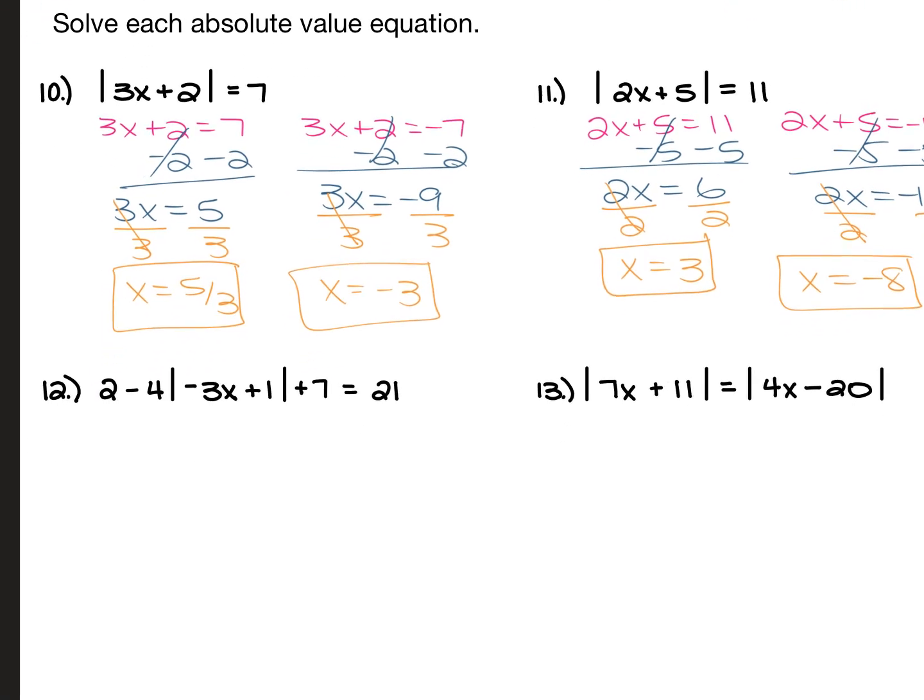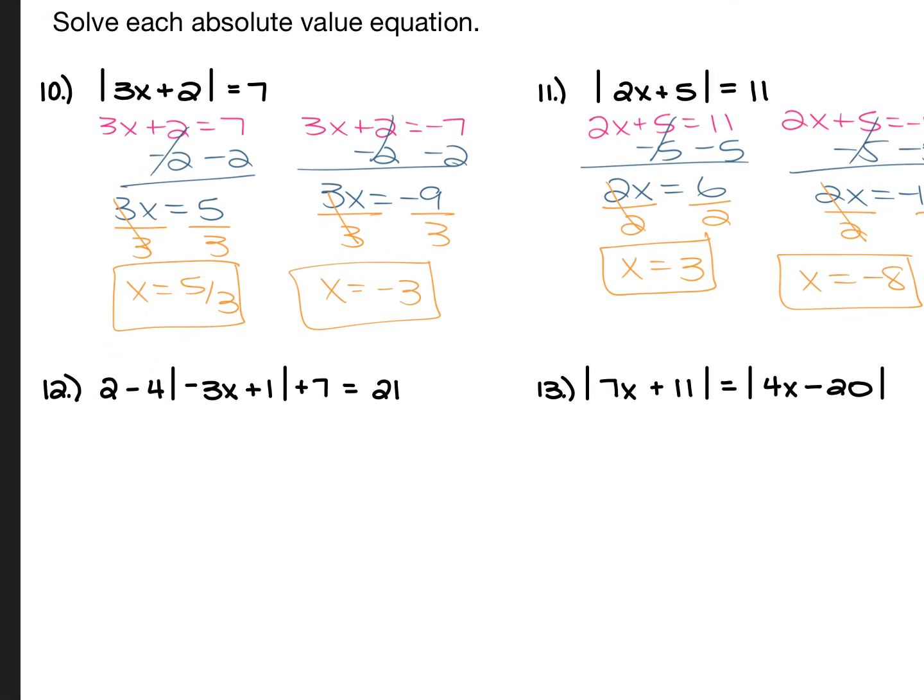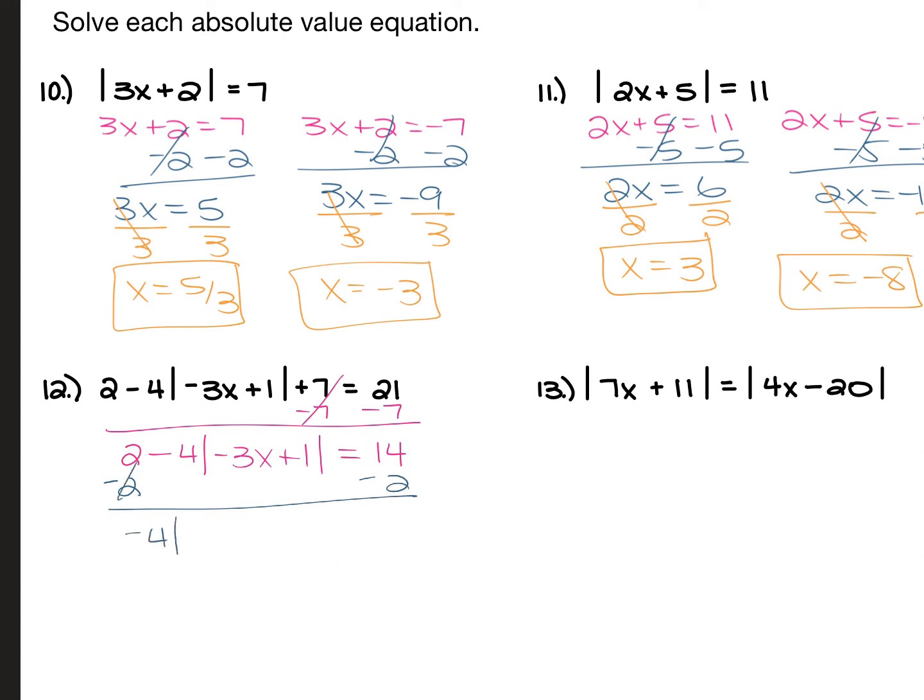For number 12, you have 2 minus 4 times the absolute value of negative 3x plus 1, plus 7, is equal to 21. For this one, we're going to start by moving the 7 over, so we're going to subtract it from both sides. This is going to give you 2 minus 4 times the absolute value of negative 3x plus 1 is equal to 14. From here, we're moving the 2 over as well, so we'll subtract it. That'll give you negative 4 times the absolute value of negative 3x plus 1 is equal to 12.